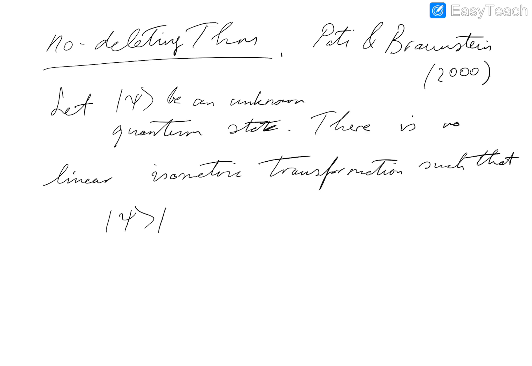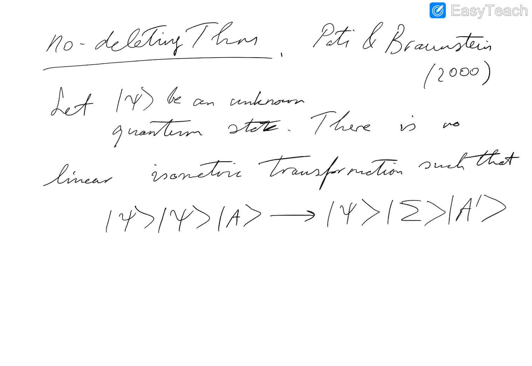So given two copies of psi and some ancilla bits, there's no isometric transformation which maps these three qubits to psi, some blank state sigma, and a prime, with the final state of the ancilla being independent of psi. So there is no such transformation.